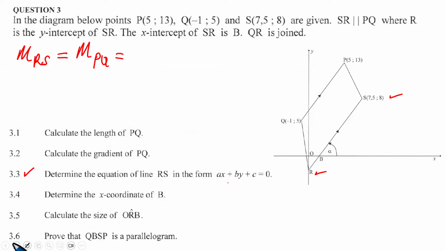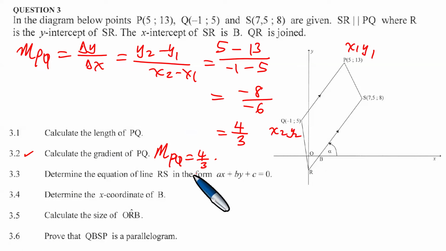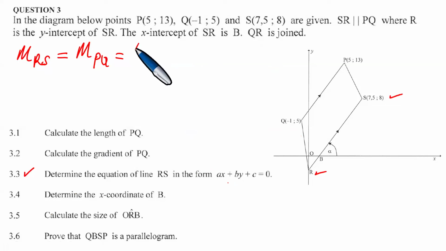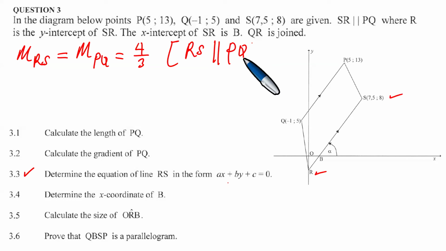And the gradient of PQ we've already seen is actually 4/3. So in the end, what we have is that this is 4/3. Why is this 4/3? It is simply 4/3 because we are able to see that RS is parallel to PQ, so that we have exactly the equality of the gradients of the parallel lines.